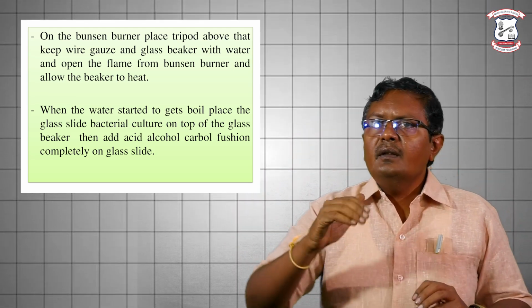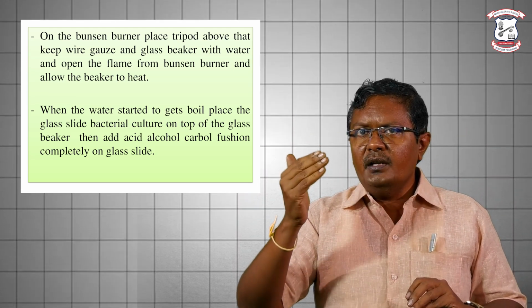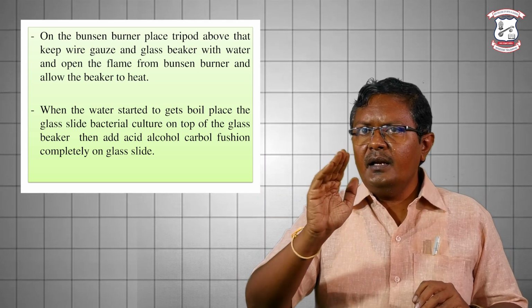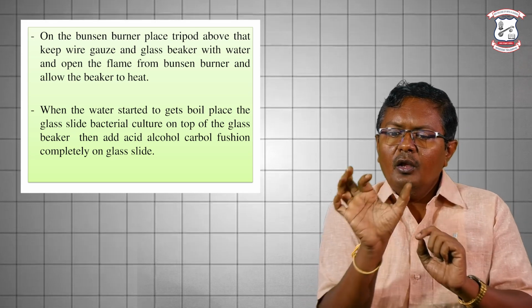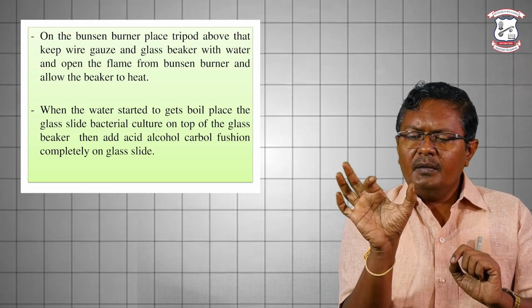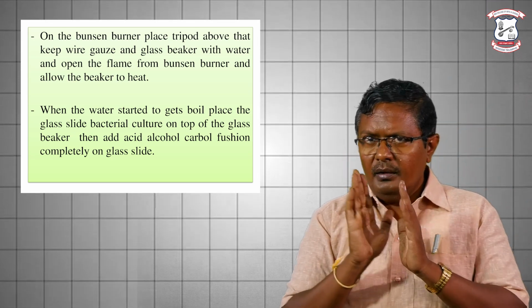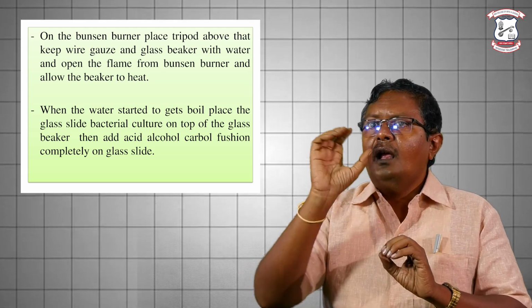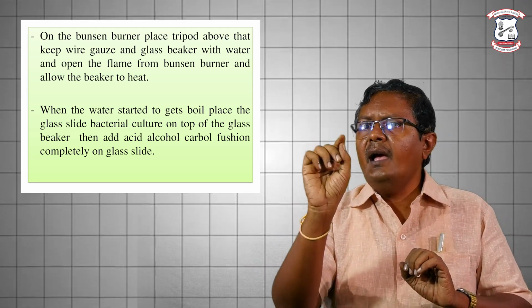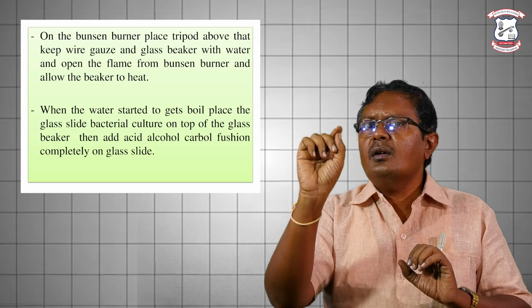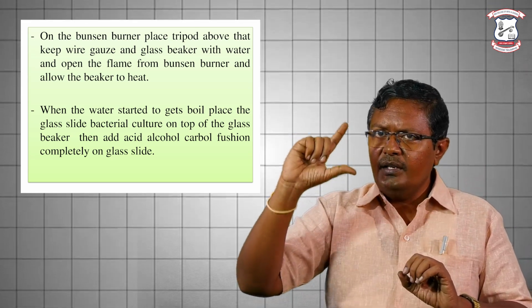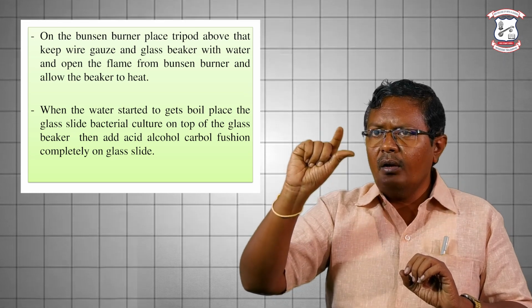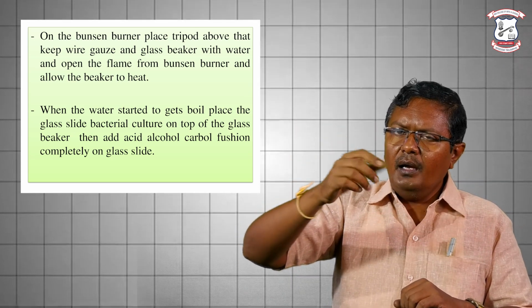Then when the water starts to boil, place the glass slide with the bacterial culture on the top of the beaker. If it is a glass beaker, you have to place the glass slide with the culture on the top. This is the procedure. Then after placing it, add acid alcohol carbol fuchsin completely on the glass slide. You have to add a reagent called acid alcohol carbol fuchsin.